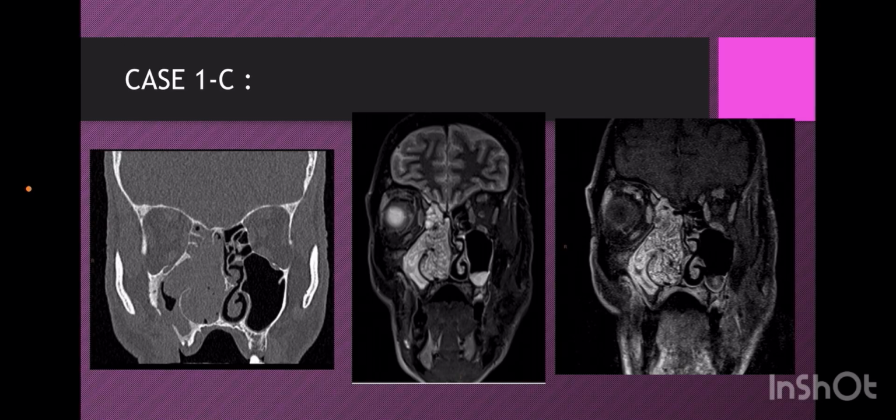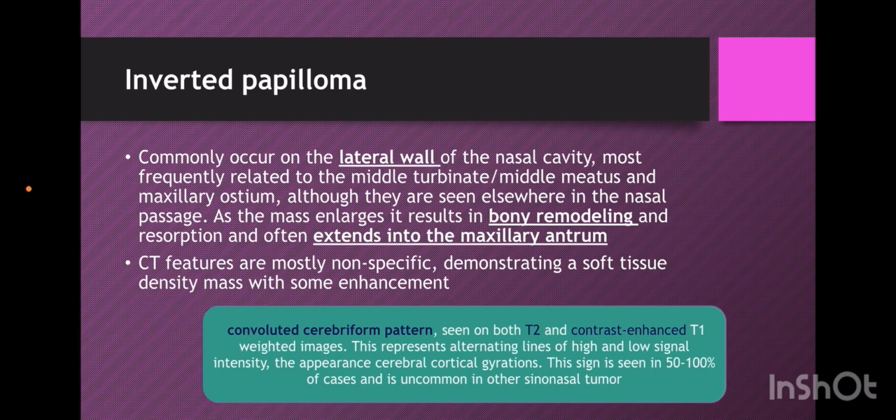Case 3, or case 1 part 3: you can see in the CT scan opacification of the right maxillary sinus as well as the ipsilateral ethmoidal sinus and nasal cavity, and in the T2 FATSAT coronal and T1 post-contrast images we see something like serpiginous material, or something like gyration. It's called a convoluted cerebriform pattern that is typical for inverted papilloma.